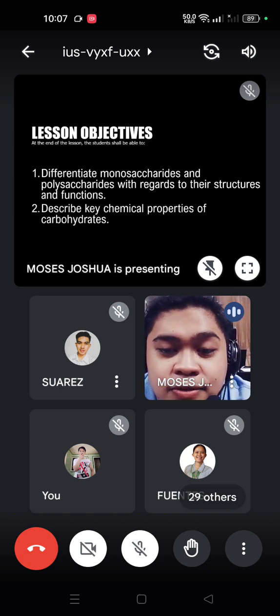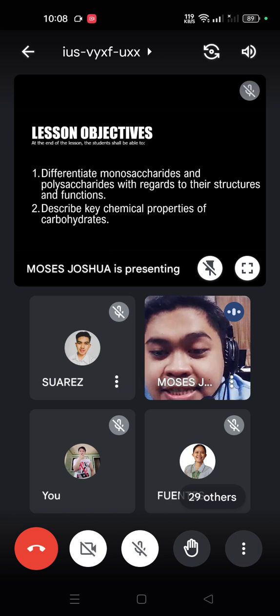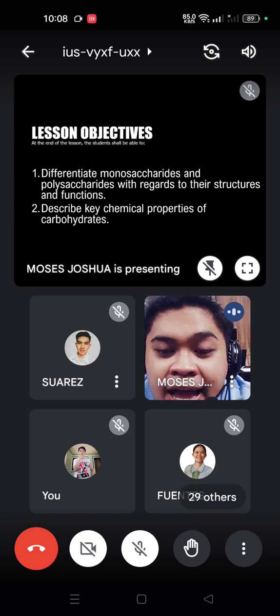And the last one is to describe the key chemical properties of carbohydrates. So we will be learning about chirality or handedness, or mirror images.